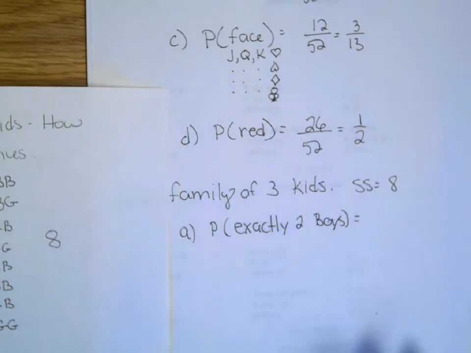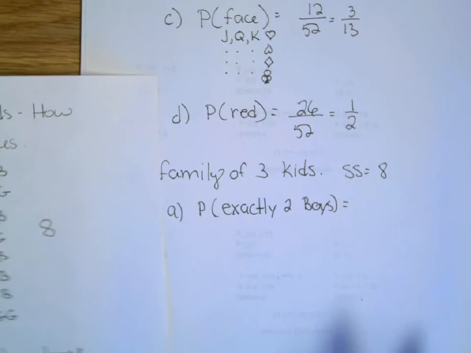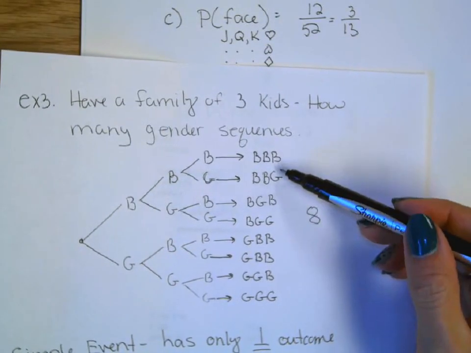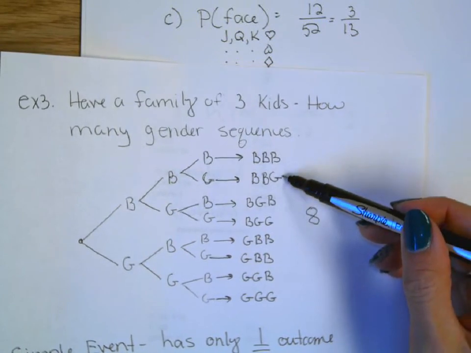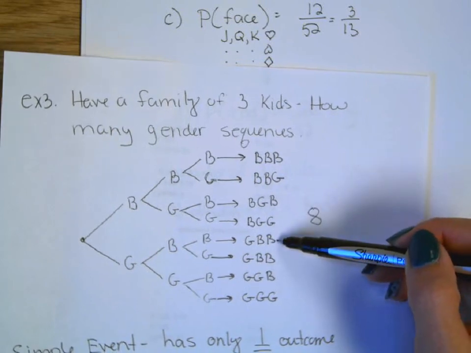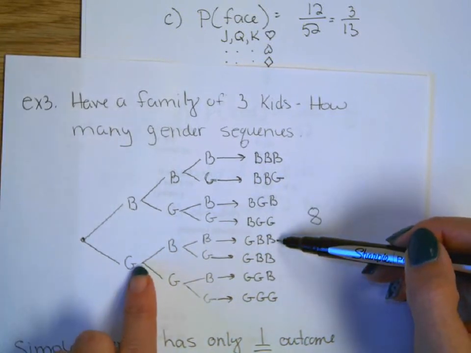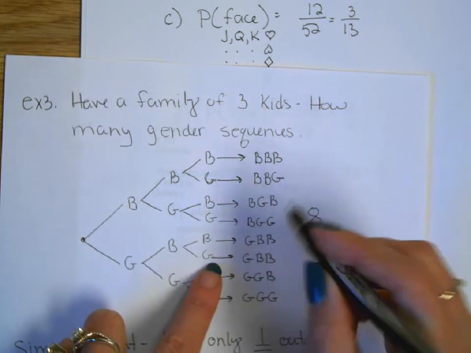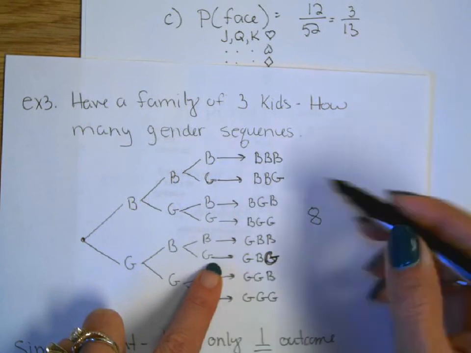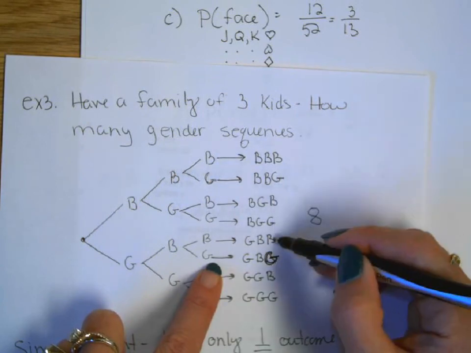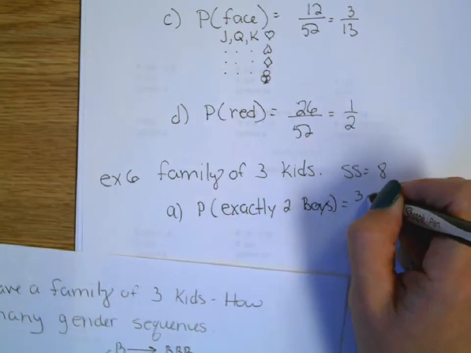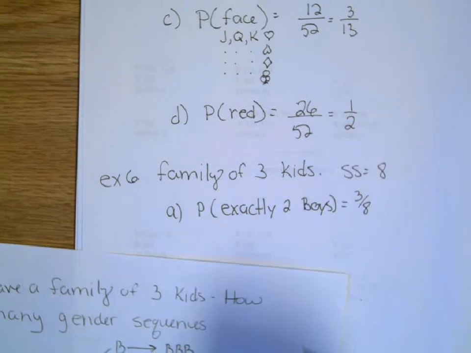Well, because we took the time to make the tree, this question might be kind of challenging otherwise, but I want to know how many of these 8 outcomes have exactly 2 boys. Well, here's 1. Here's another for 2. Here's another for 3. 1, 2, 3. 3 of those outcomes. So 3 out of 8 probability.